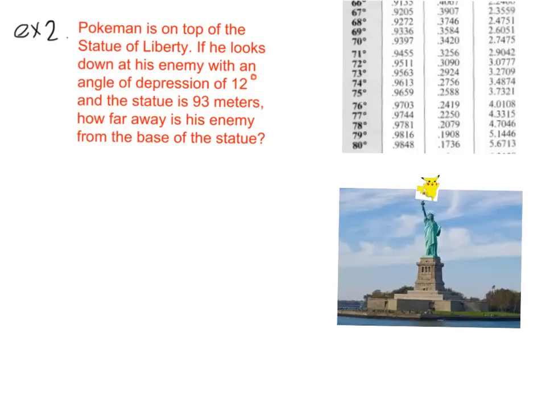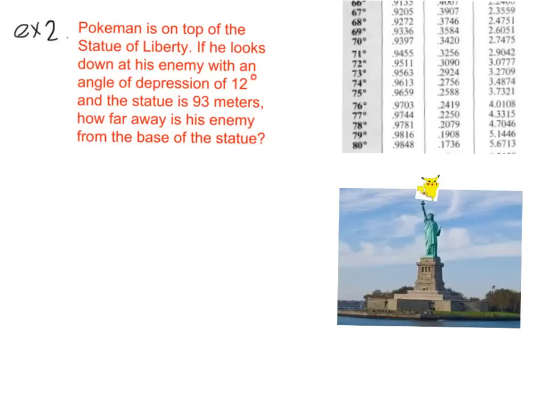For example 2, let's start by reading it. Pokemon is on top of the Statue of Liberty. Here he is. If he looks down at his enemy with an angle of depression of 12 degrees and the statue is 93 meters, how far away is his enemy from the base of the statue?